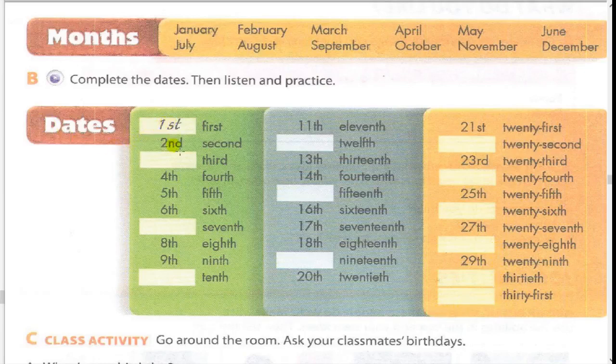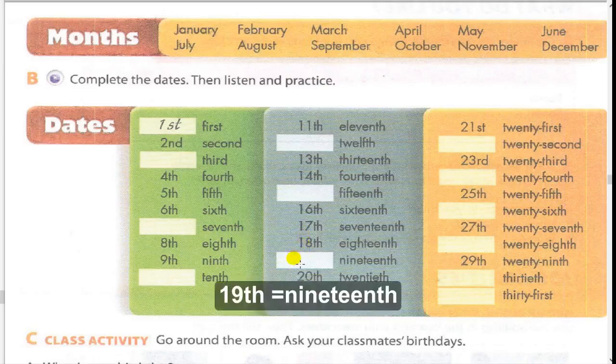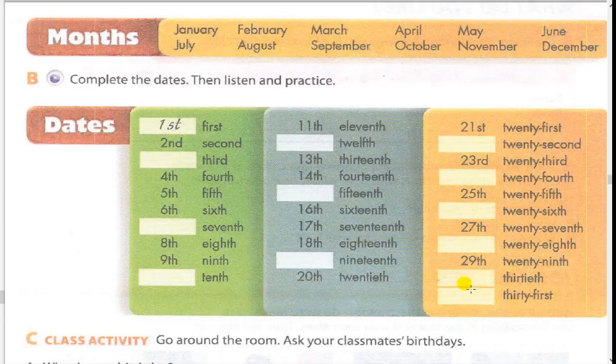These are the dates. First, second, third, fourth, fifth, sixth, seventh, eighth, ninth, tenth, 11th, 12th, 13th, 14th, 15th, 16th, 17th, 18th, 19th, 20th, 21st, 22nd, 23rd, 24th, 25th, 26th, 27th, 28th, 29th, 30th, 31st. 31st like this, first. 30 is 30th.